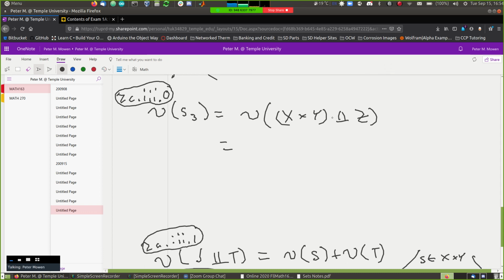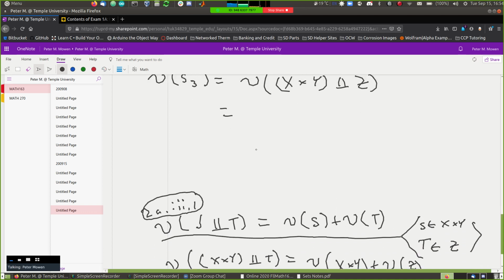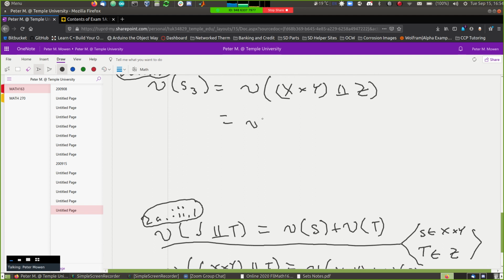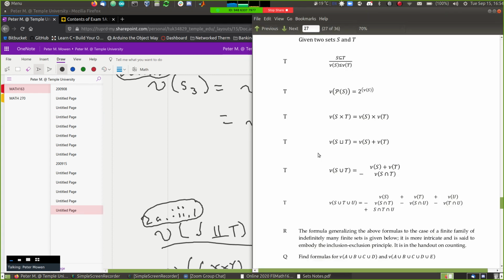So from this line to this line, it looks like I have skipped a step, but if you go to my next index, you will see the work there. And so we found that that was cardinality of X cross Y plus cardinality of Z. So now we have to handle this X cross Y business. And hey, we have a rule for that one too.